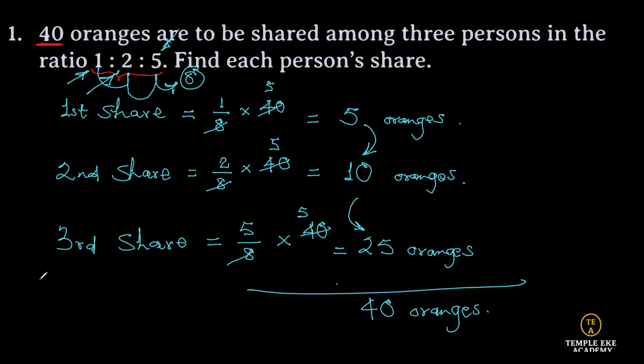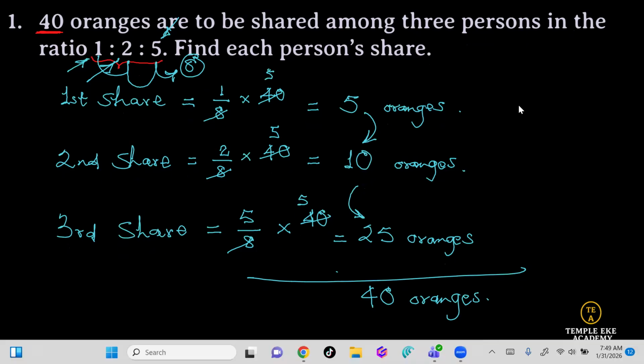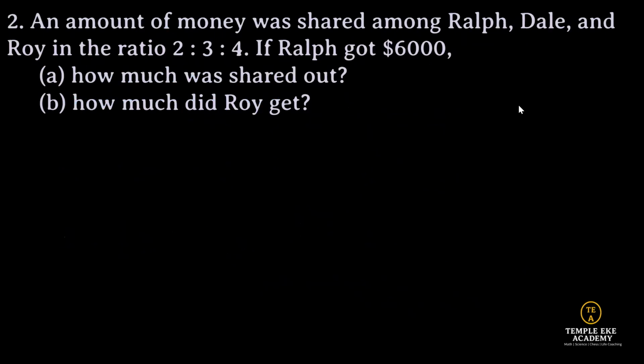And now we can move on to the second example. Take off all the drawings so that we can move on. Second example: an amount of money was shared among Ralph, Dale, and Joy in the ratio 2:3:4. Ralph got $6,000. How much was shared out? How much did Joy get? Now we have the sharing ratio already.